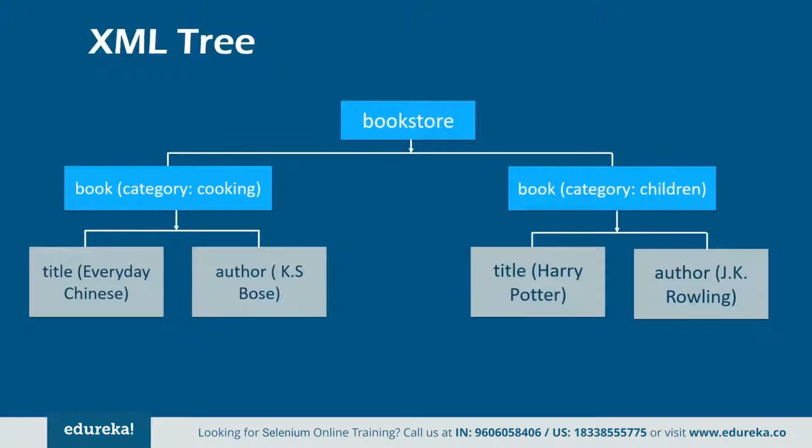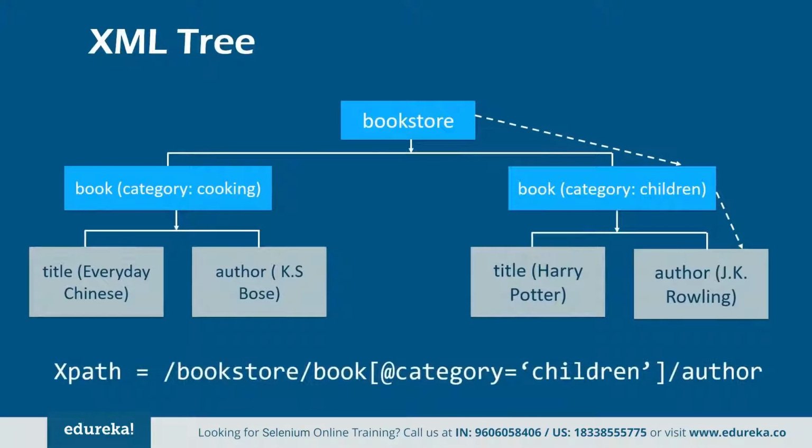Now let's take an example and try to locate the author of a book for category children. So we will start with the root node bookstore. Then we will go down to book. Then we have two books here, and we pick the one that has category of children. Once we are on the right node, we will go down and pick the node that has the author tag. So this is an XPath to locate the author of a book for which category is children.